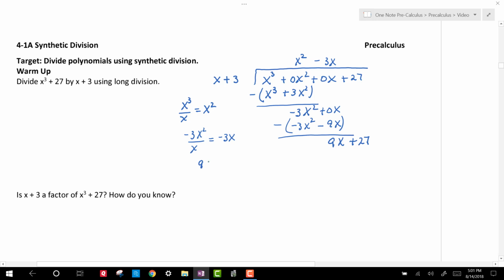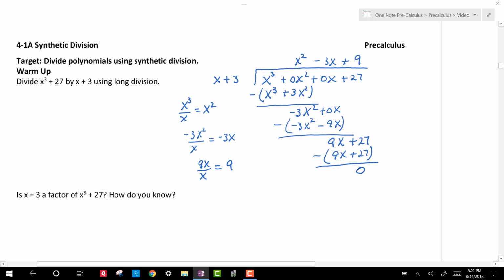So we've got 9x on the inside divided by x on the outside. That gives me positive 9. There's my last term up on top. 9 times x is 9x. 9 times 3 is 27. And hopefully it makes sense that when you subtract all that, you will get a zero remainder.